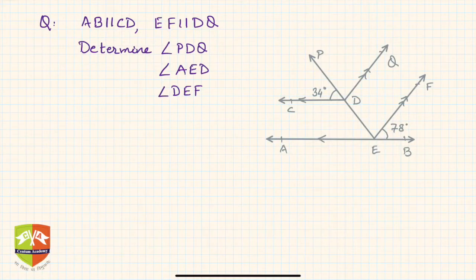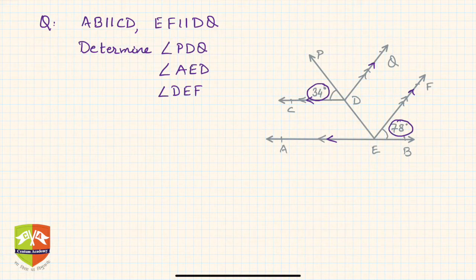Okay, so we have another question here. It's given that AB is parallel to CD and EF is parallel to DQ. So these are parallel lines. It is obvious from the figure as well. And it's mentioned that PDC is 34 degrees. So you can see this is 34 and this angle is 78 degrees. We have to find out PDQ.